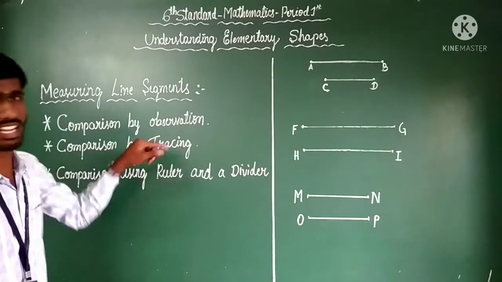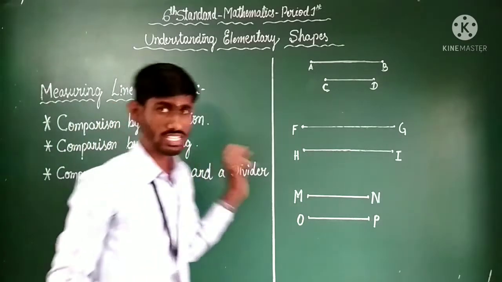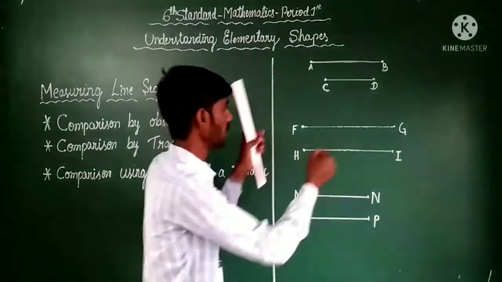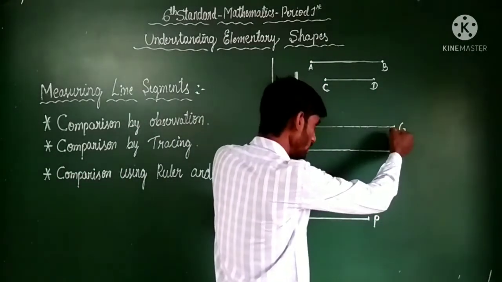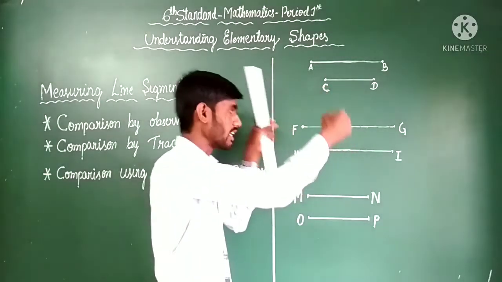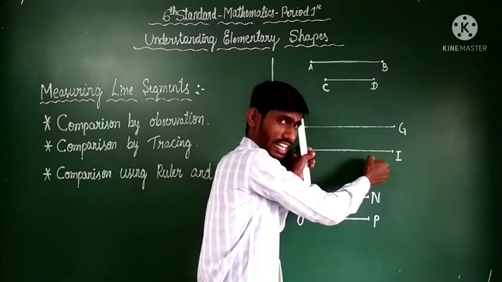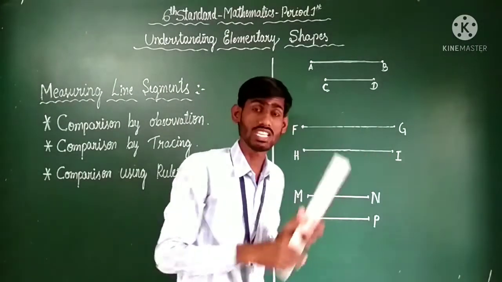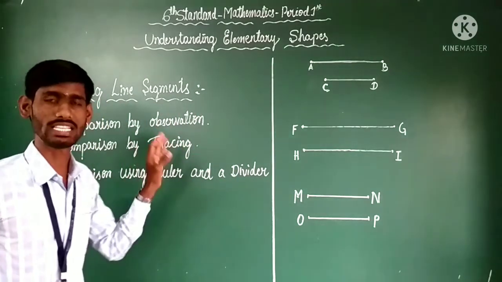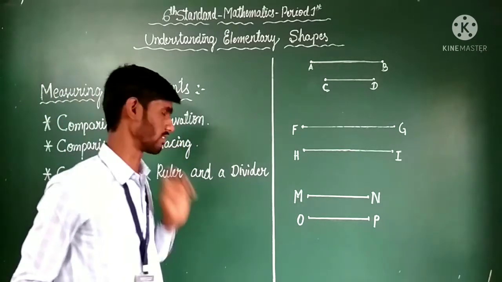Second, comparison by tracing. Dear children, there is a tracing paper. By the help of the tracing paper, we need to mark out and check whether the first line segment is equivalent in measurement to the second line segment or not. This is the second one, comparison by tracing.